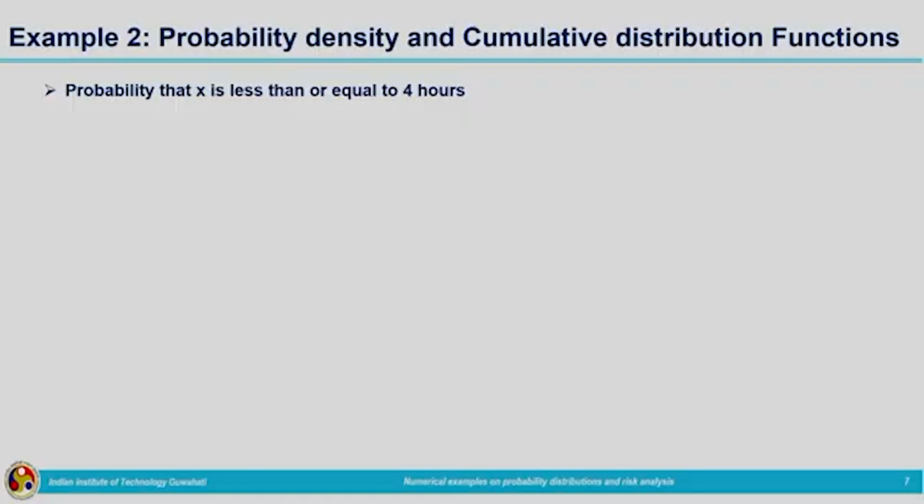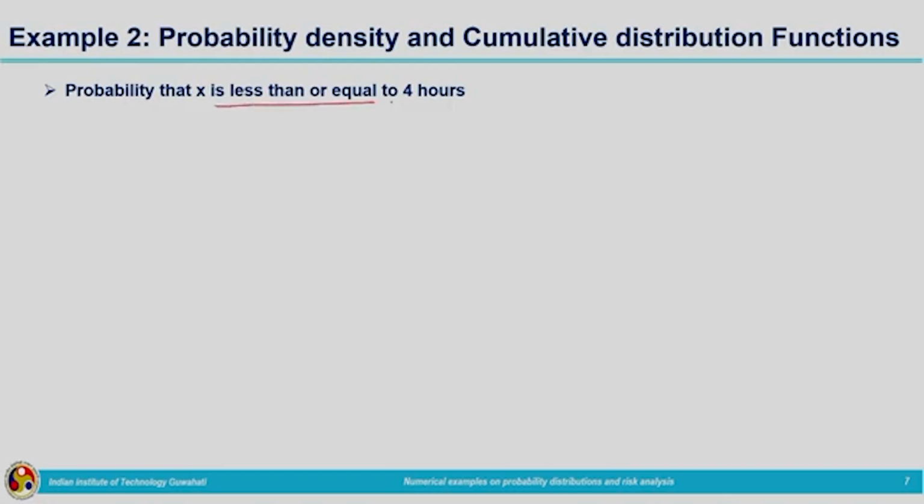Now, one more part is left, that is the probability corresponding to an x value less than or equal to 4 hours. That is the third part, the probability that x is less than or equal to 4 hours. That is given by P of 0 less than or equal to x less than or equal to 4. We can get the value by integrating f of x dx between 0 and 4. This is by making use of the probability density function. We can compute it by making use of the cumulative distribution function also.